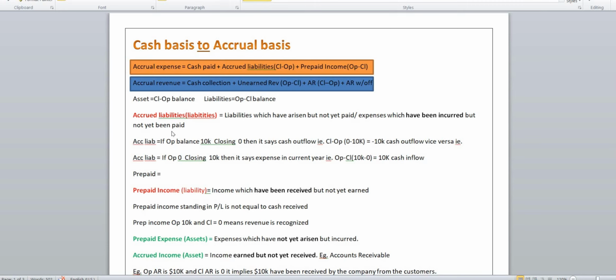Accrued liabilities are liabilities which have arisen but not yet paid, or expenses which have been incurred but not yet paid. First we have to know that accrued liabilities is a liability and not an asset. So accrued liabilities represent expenses that have been incurred but not yet paid. They arise from transactions or events that have occurred but the payment has not been made. Common examples include accrued wages, accrued interest and accrued utilities.